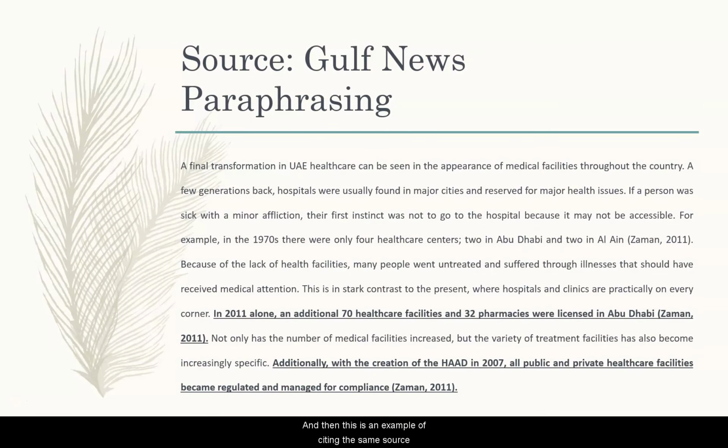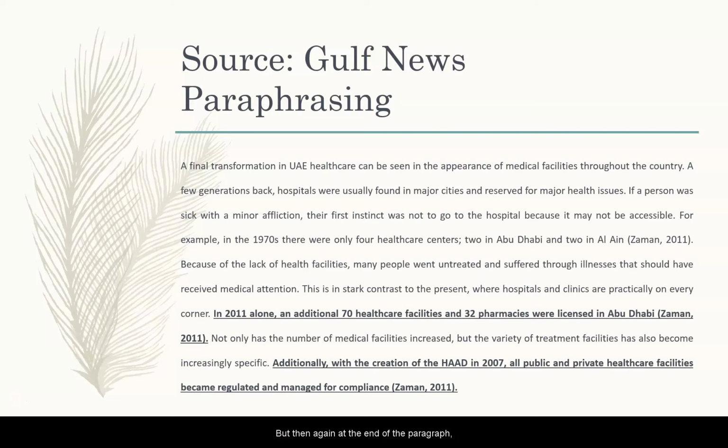And then this is an example of citing the same source in a paragraph, but you have different sentences throughout. So for example, the first underlined sentence has to be cited because there are specific references to the text. There's data, there's years, there's numbers of facilities and pharmacies, so there has to be a citation there, because even though there's no quotation marks, when you use specific information like numbers or dates from the article, it's the same as quoting. So we have to cite the source at the end of the sentence.